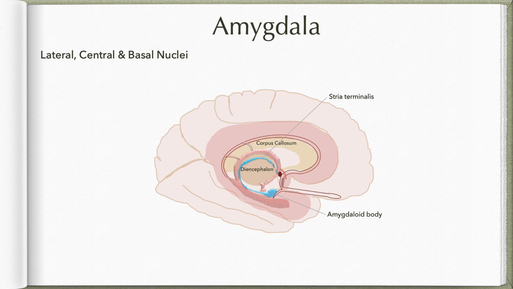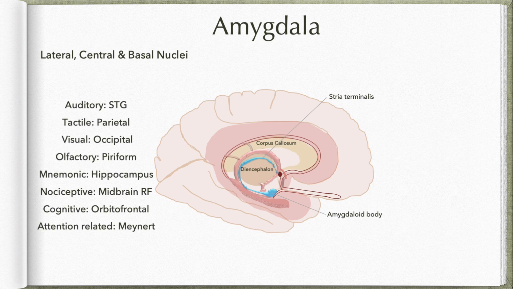It has three subgroups of nuclei: lateral group, central group and basal group of nuclei. Lateral and basal together form what is known as the basolateral part of the amygdaloid nuclear complex. The central group of subnuclei will form what is known as the cortico-medial group of nuclei. So what are its inputs?